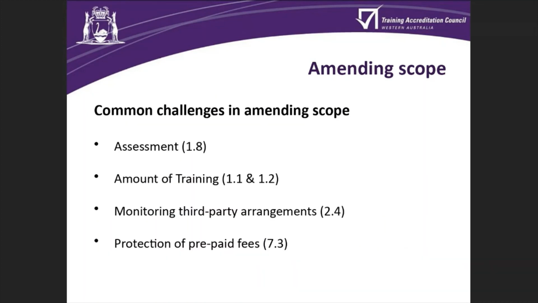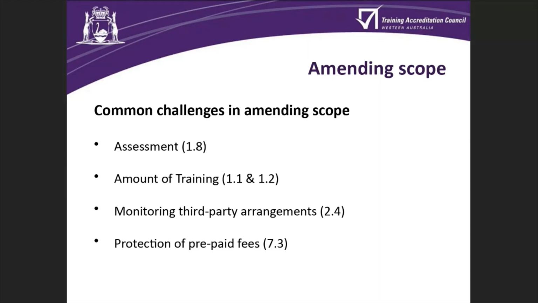A recent review that was done by TAC of the areas of non-compliance identified the main areas of non-compliance. And if you look at, for example, assessment, covered under clause 1.8, of the non-compliances that have been observed, 36% of them relate to standard 1.8, and issues around standard 1.8. So that what you see there is that although we're dealing in amendment to scope with mature RTOs, there are still challenges and issues that people face within the context of assessment.